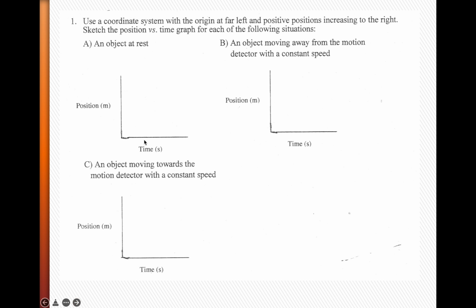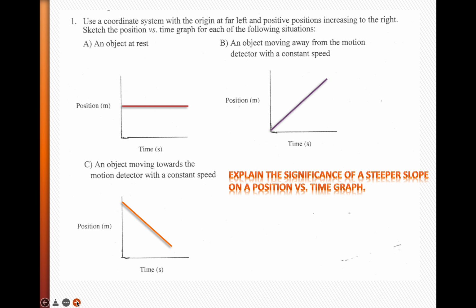If we had an object at rest, what would that look like? Something like that. If we had an object moving away from the motion sensor with a constant speed, so it's moving in the positive direction, something like that. Object moving toward the motion sensor with a constant speed, something like that. It's a negative velocity. This is a positive velocity. So you should be able to let me know what a steeper slope means.